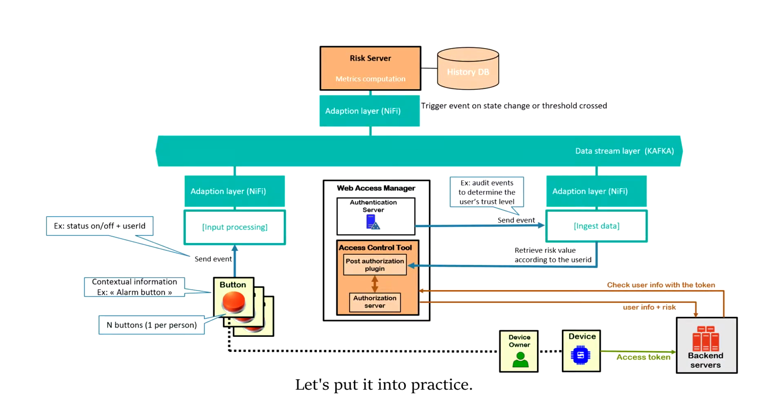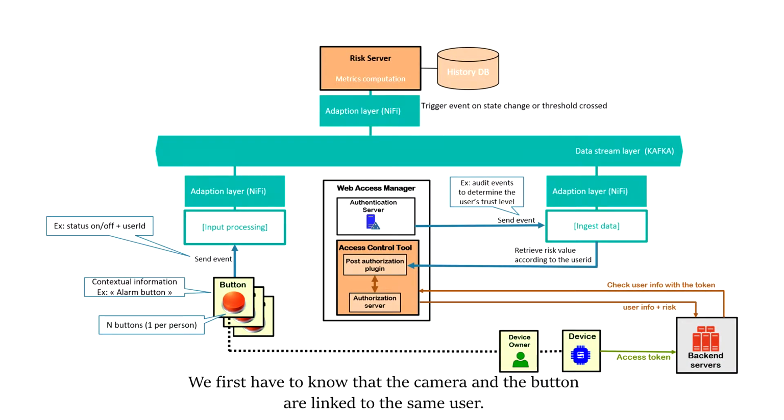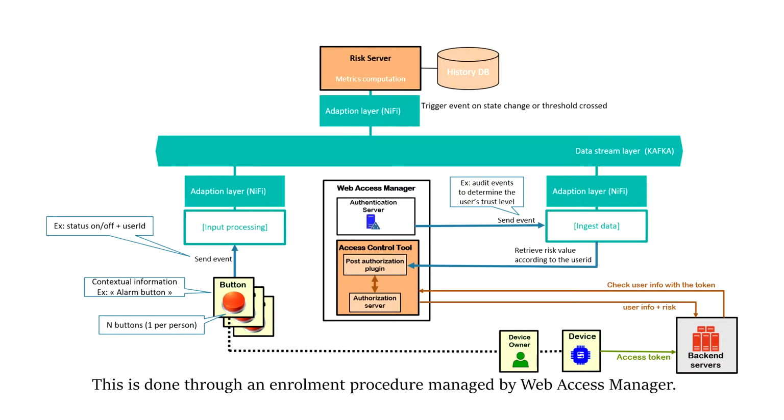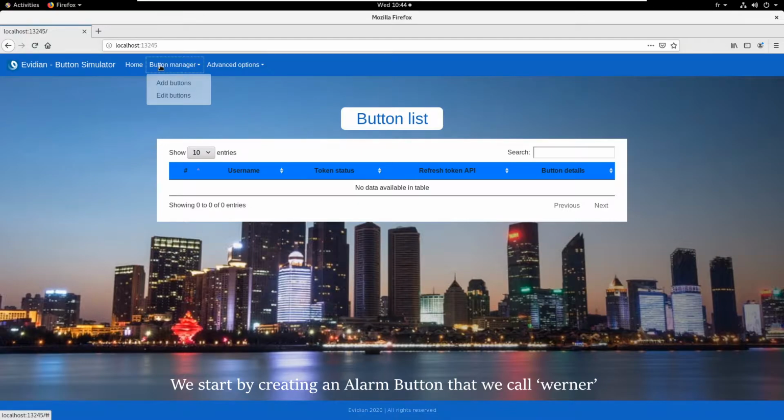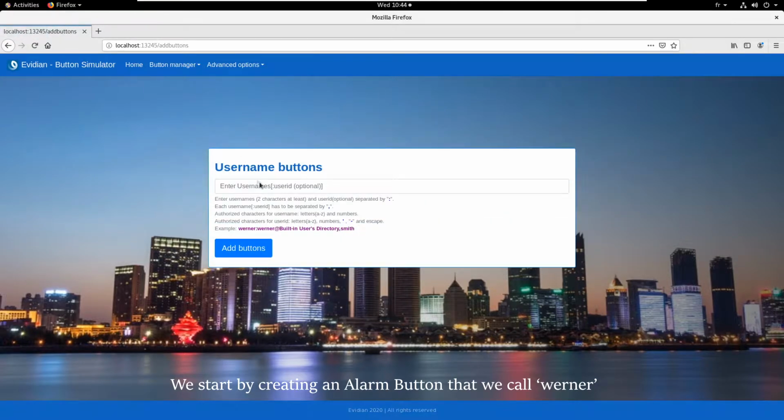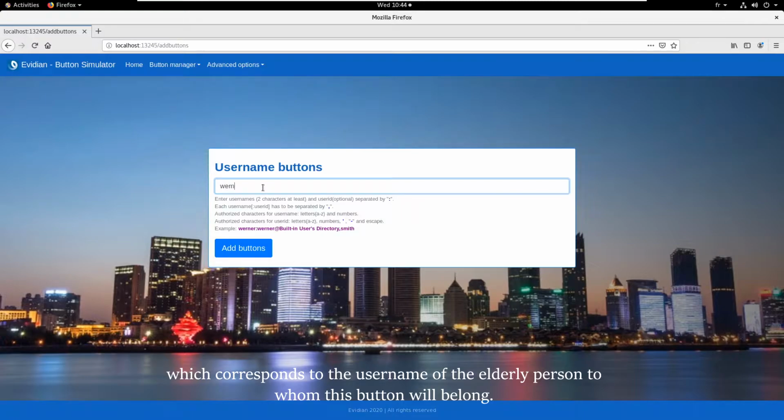Let's put it into practice. We first have to know that the camera and the button are linked to the same user. This is done through an enrollment procedure managed by Web Access Manager. Here is a demo to understand how it works. We start by creating an alarm button that we call Werner, which corresponds to the username of the elderly person to whom this button will belong.